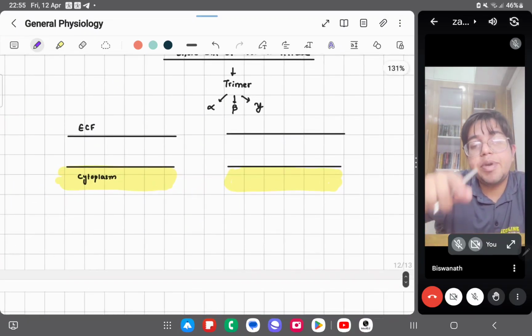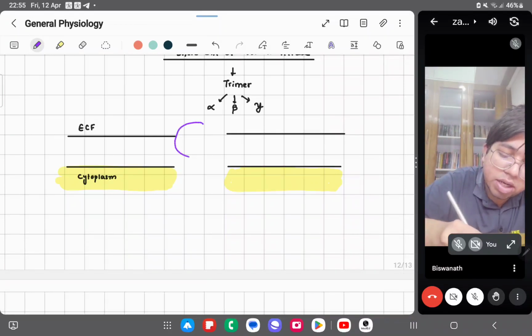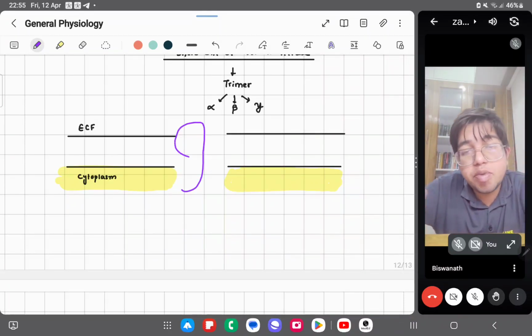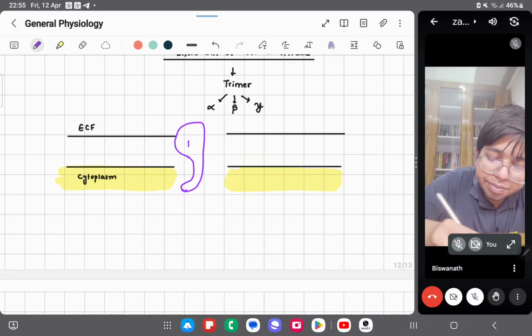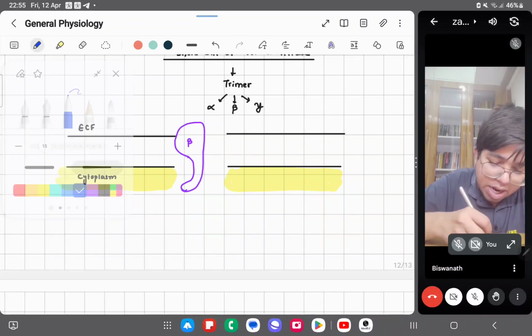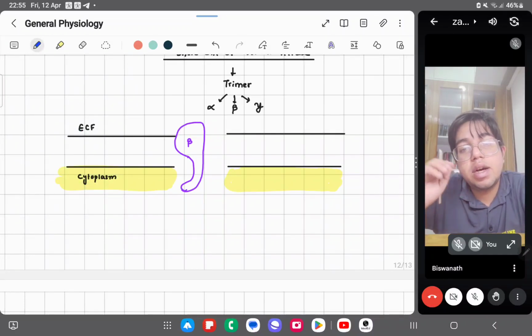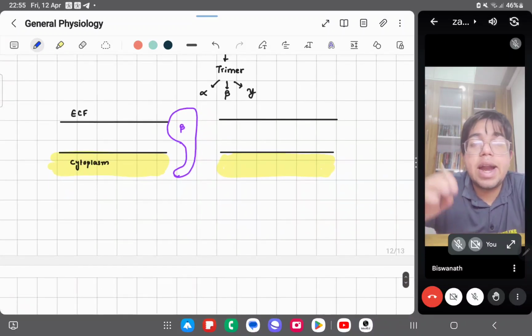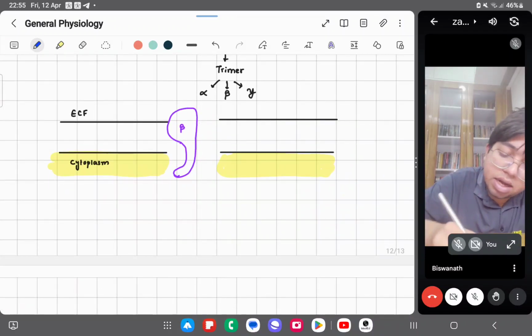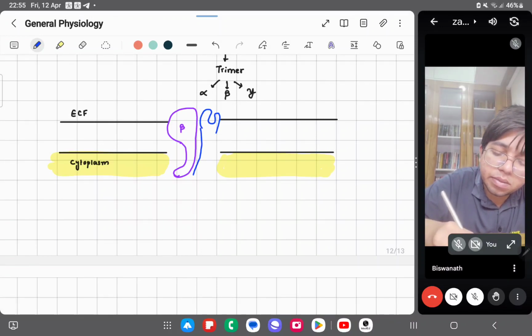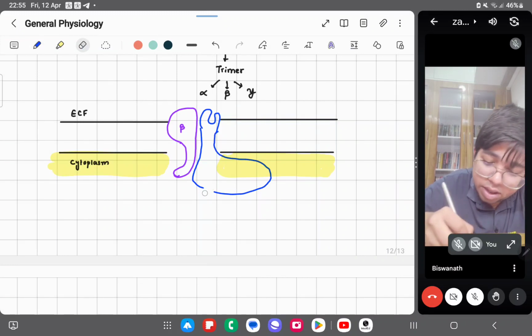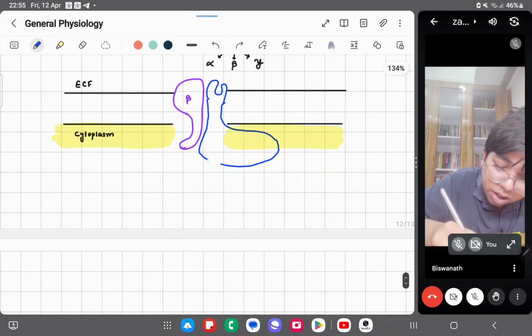We have a beta subunit in the shape of a reverse P. You can just draw it like that because in many books this type of diagram is given. Here the beta subunit is there, and then we have the alpha subunit. You can draw it like this, having a cleft here for the binding of sodium, right?